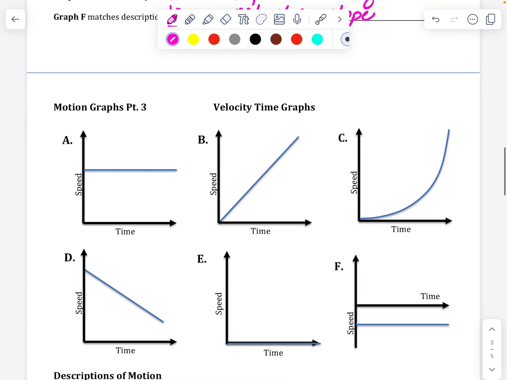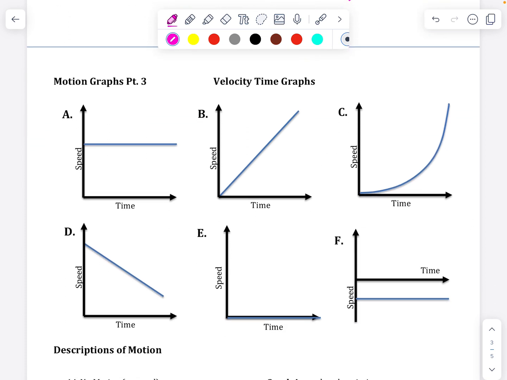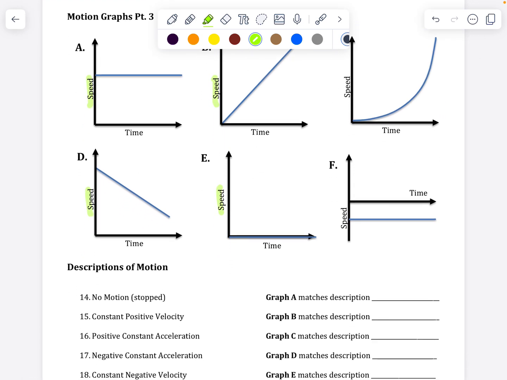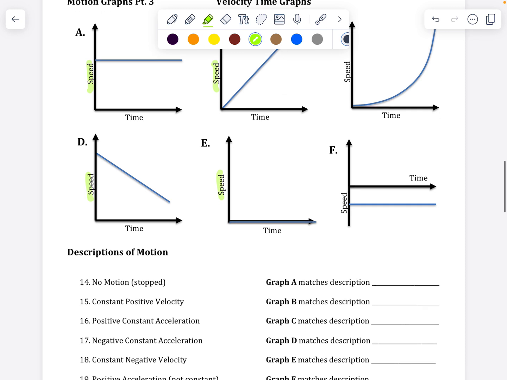Here we're matching, but notice our graphs are different. We are now, and I would go through and highlight these, looking at speed or velocity graphs. And so we're going to look at things a little bit differently. It helps that this is in color because I know on yours it's hard to see. So we'll start with 14, no motion or stopped. On yours, it's really hard to see that there's a blue line at 0 there. But that's what that one is. So graph A matches graph E.